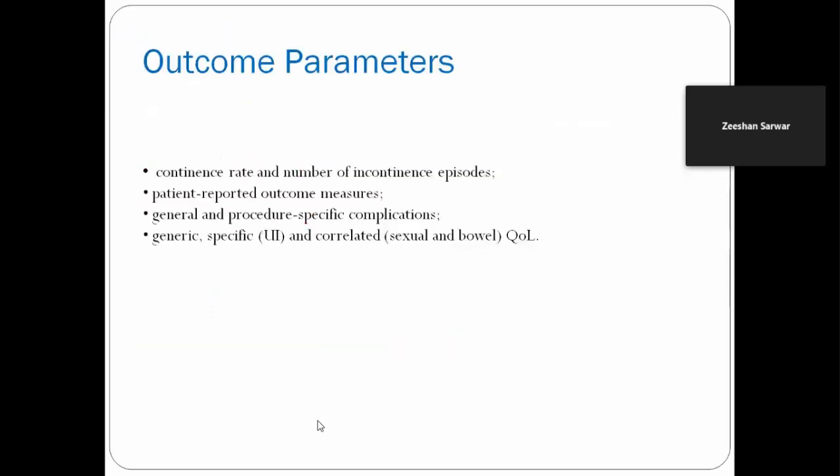These are the parameters which are considered as an outcome of the surgery, which includes a decrease in the incontinence rate and the number of incontinence episodes. Patient-reported outcome, general and procedure-specific complications, generic, specific and correlated quality of life, which includes sexual and bowel health.